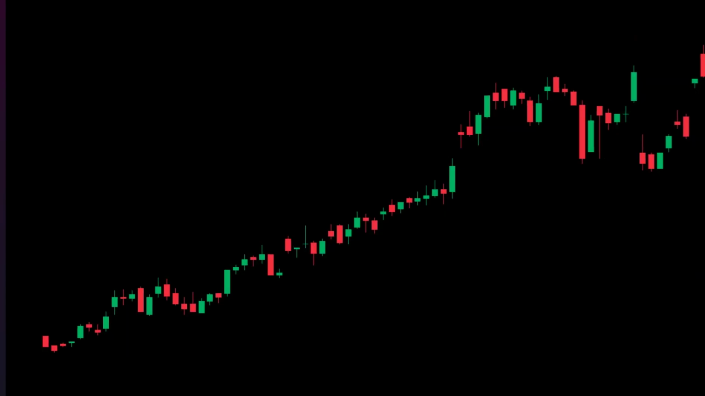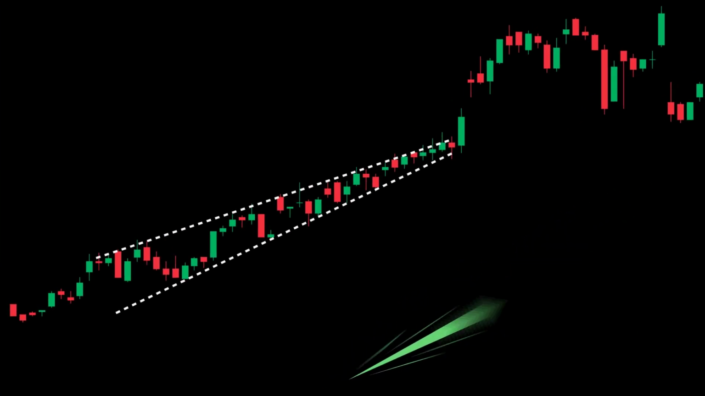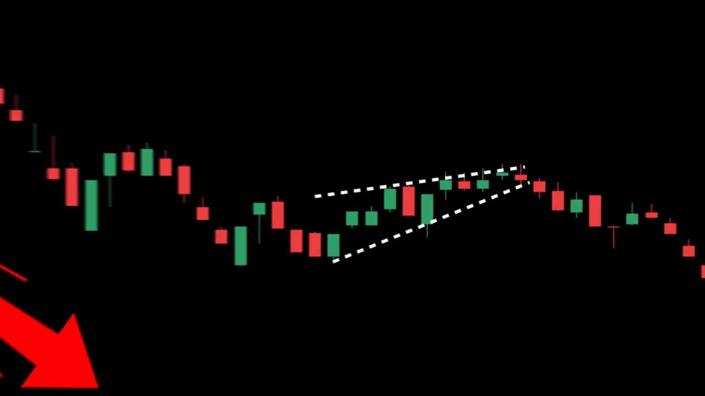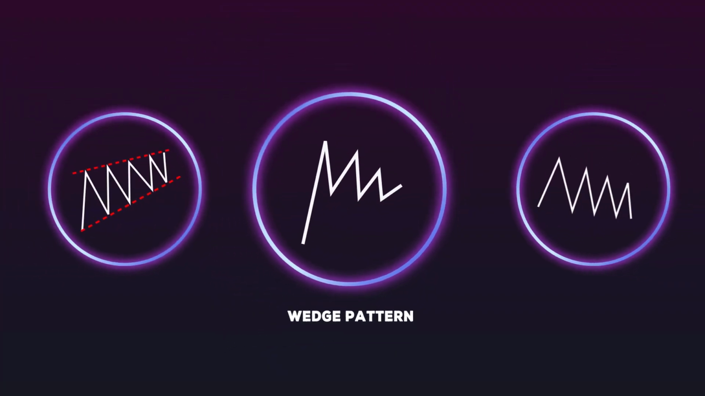In a bullish market, after a strong rally, the price may form a rising wedge. In a bearish market, after a sharp decline, the price can also consolidate into a rising wedge as it attempts a recovery. Next is the falling wedge.